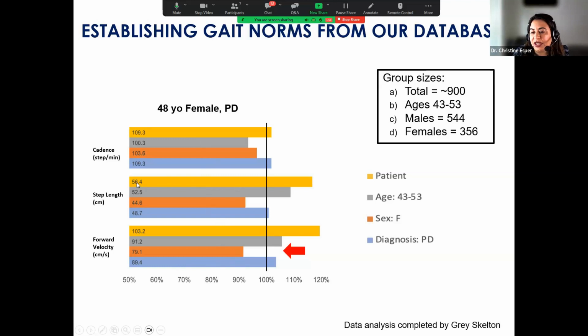So here, this patient has a much longer step length as compared to the whole group of 900 Parkinson's patients. But when you compare by age or by gender, she's even faster. And then when you compare by age, yes, she's faster, but the difference is not as profound as you would see with the general population of 900 patients.